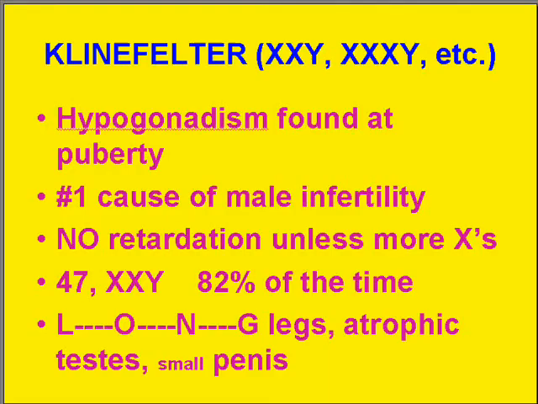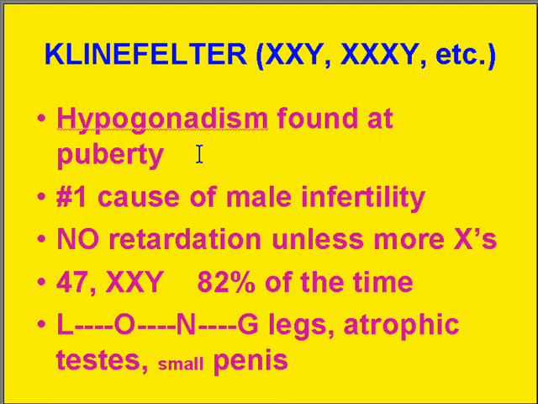you are male. Well, Klinefelter's patients are male, aren't they? Because they have at least one Y, but they have at least two X's, sometimes three. Most of the time it's two. I'm told 82% of the time. Sometimes there's 3 or 4 or 5. The more X's they have, the more likely they are to be retarded. It's the number one cause of male infertility.